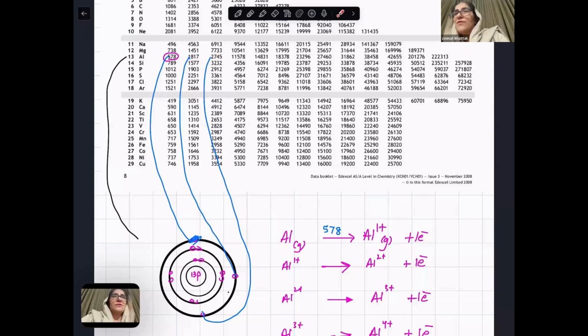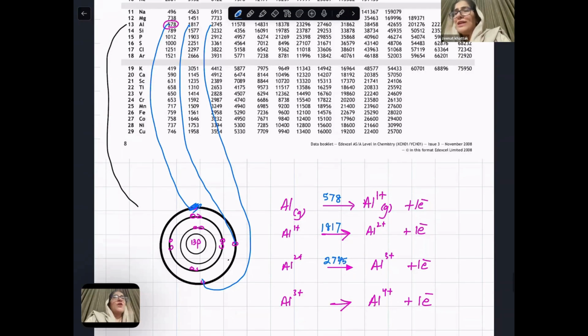Look, 500, 1,008, 1870, 2745, and now 11,000. Why such a huge jump? Can you think?